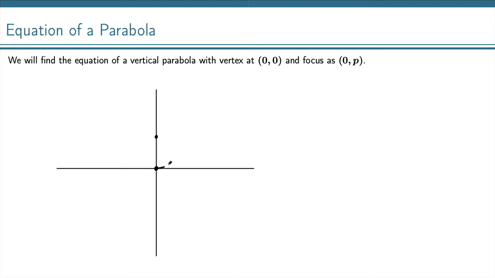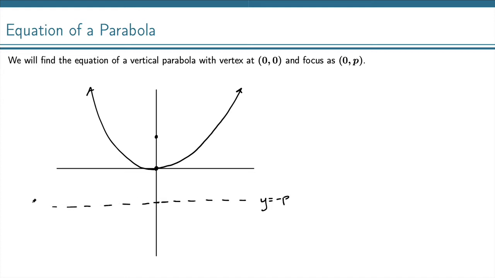And so our parabola, we know, opens around the focus. And there's a line. Because our points on the parabola are equidistant from the focus and the line, we know that our directrix needs to be down here at y equals negative p. All right. So to get the equation of this parabola, we can just look at an arbitrary point.